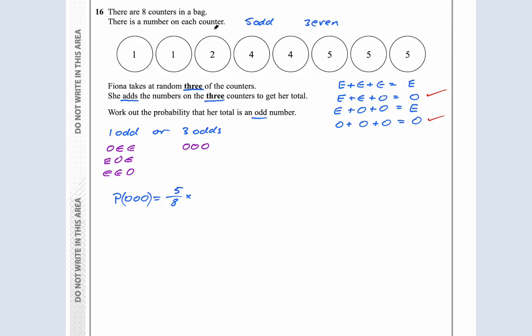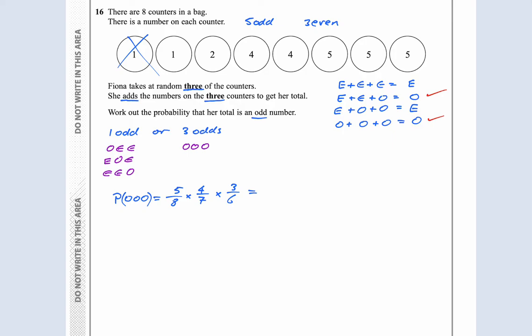Now, if I take out 1 odd like this, how many odds are left? Well, there's 4 left because I've taken 1. And how many counters? 1, 2, 3, 4, 5, 6, 7. There's 7 left because I've taken 1. So I have to subtract 1 from this. Now that's not straightforward. Well, it's straightforward to subtract 1, but it's not straightforward why you're doing this. But hopefully, guys, you can understand that. This is probability without replacement. She's not putting the counter back. She's taking 3 of them. So she's going to hold 3 in her hand. So she's not actually putting the counters back. Same thing here. Now there's 3 left out of 6.